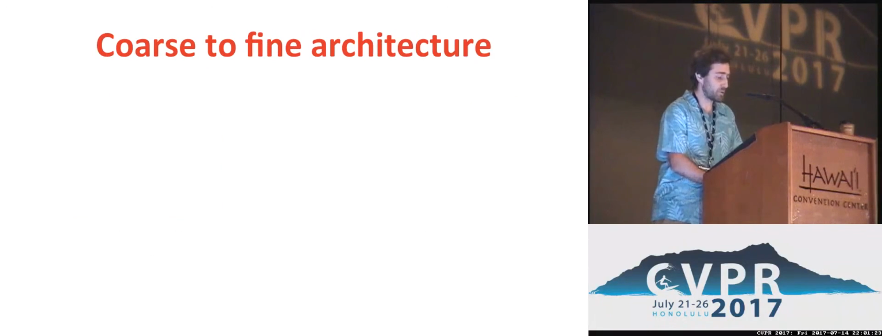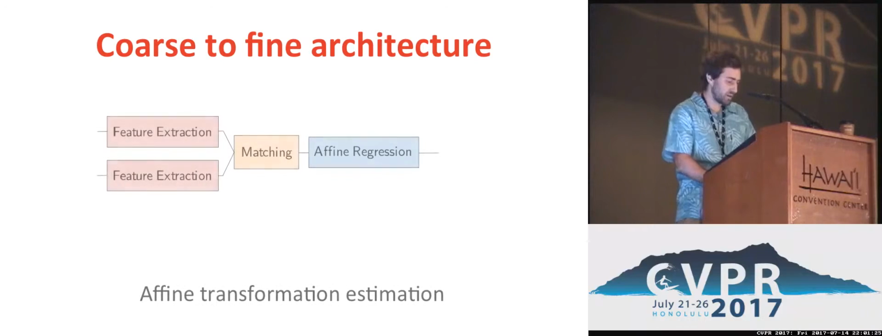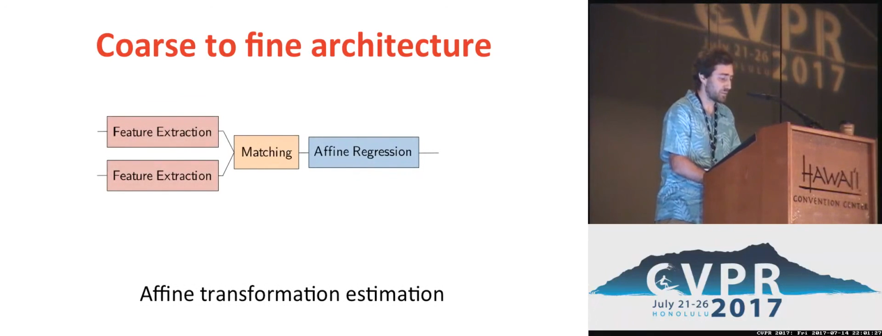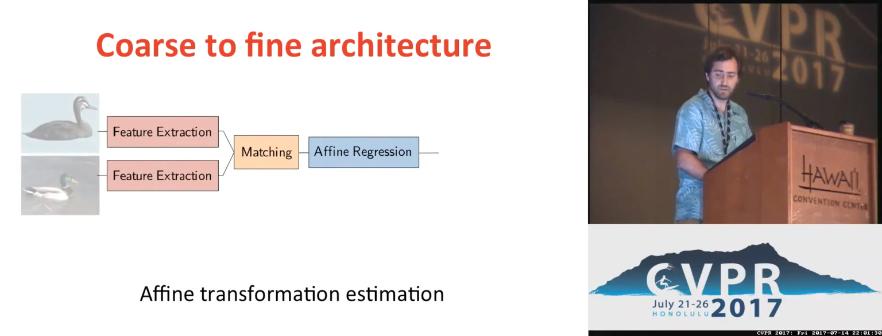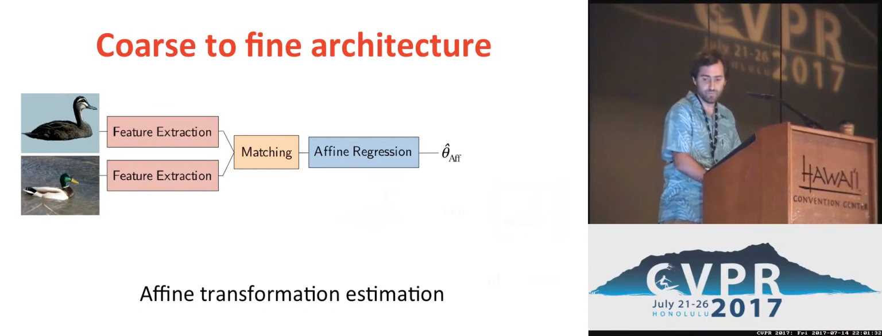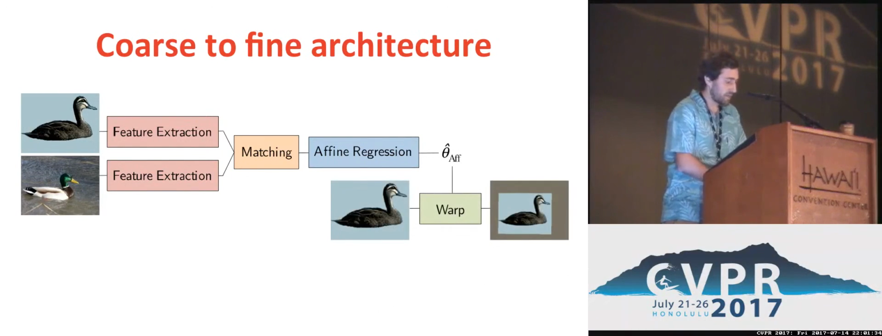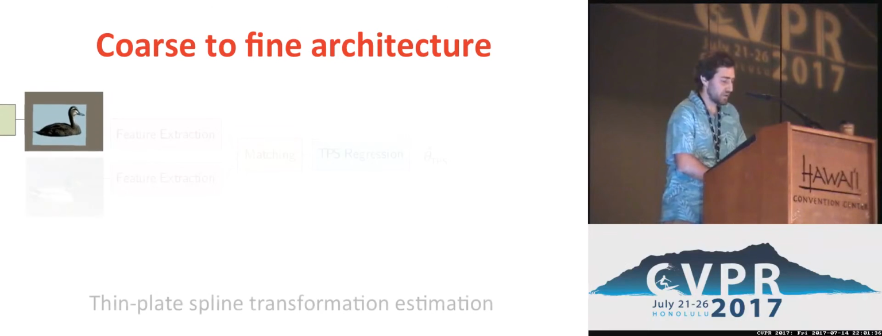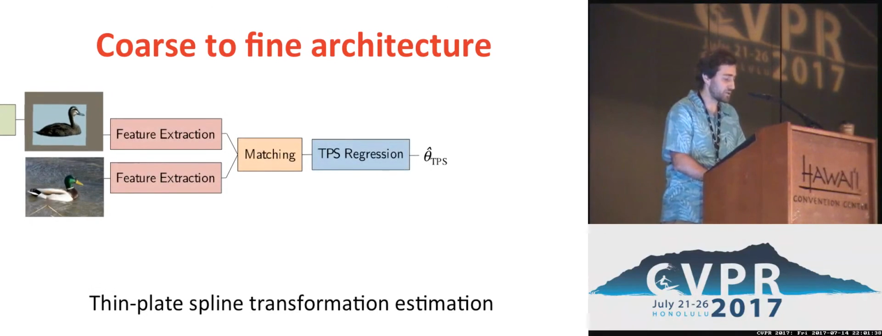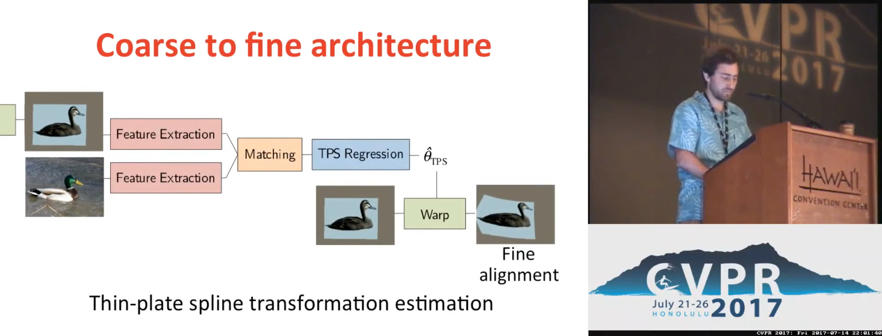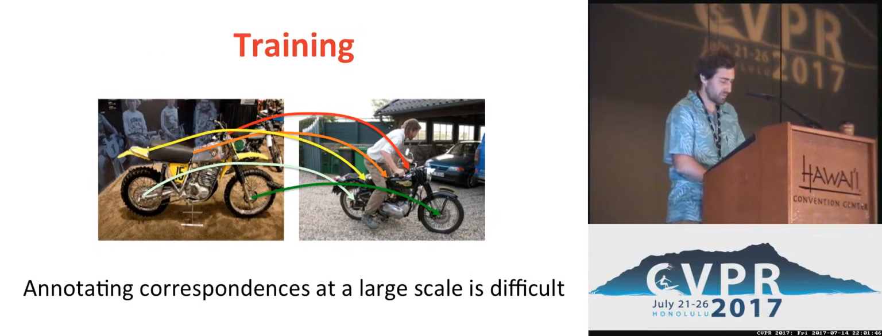We can apply this same approach in a coarse-to-fine manner, starting with estimating an affine transformation to obtain a coarse alignment, and then repeating the same procedure to estimate a thin plate spline transformation to produce a fine alignment. The final transformation is then the composition of the coarse and fine transformations.